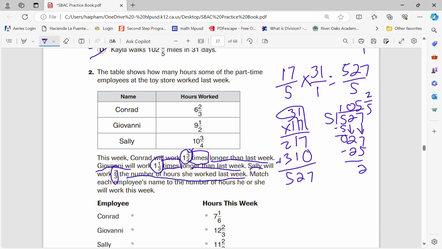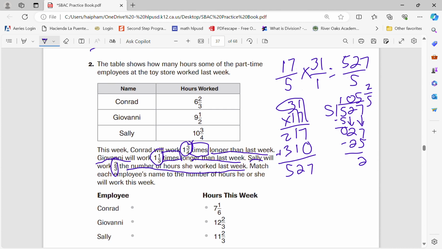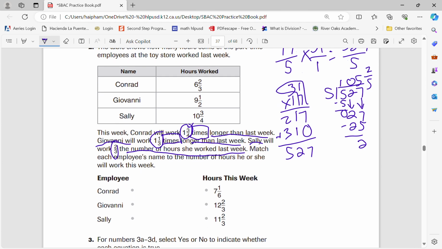Match each employee's name to the number of hours he or she will work this week. How do we do this? We're going to multiply again, since they are working a certain number times what they did the previous week. Let's look at Conrad. For Conrad, he worked 6 2/3 last week, and this week he will be working 1 3/4 times that.